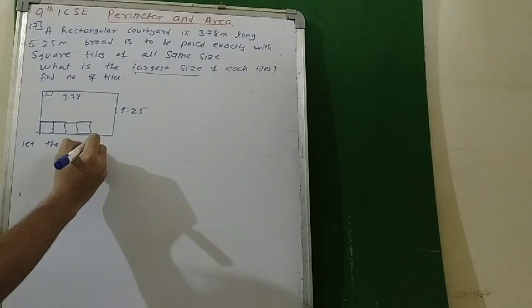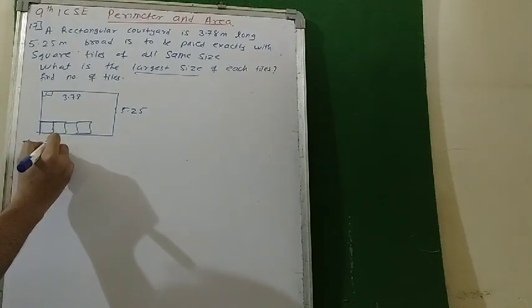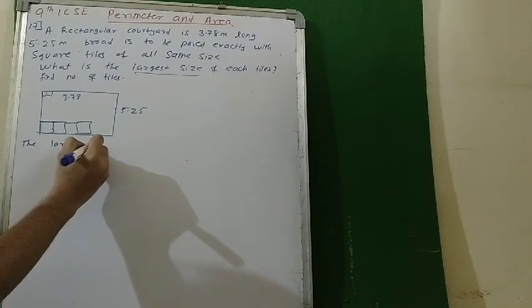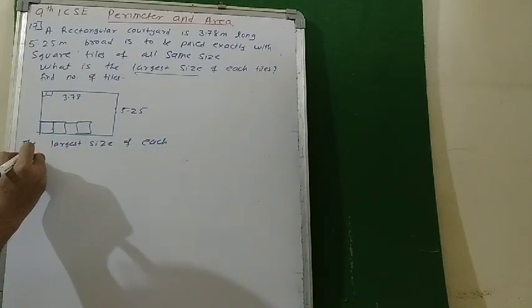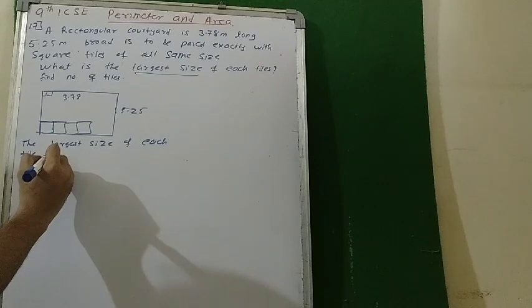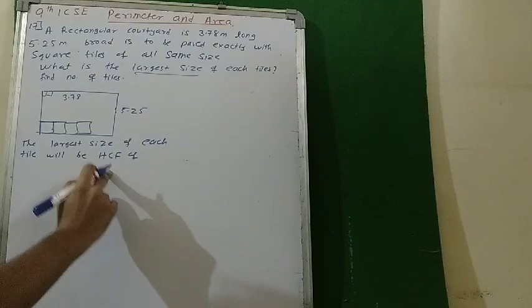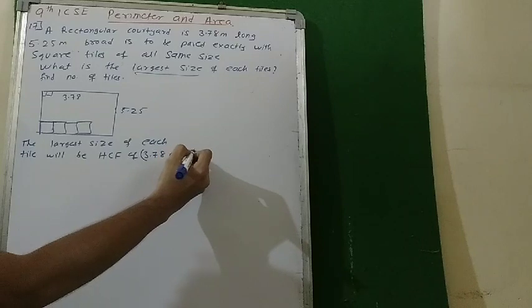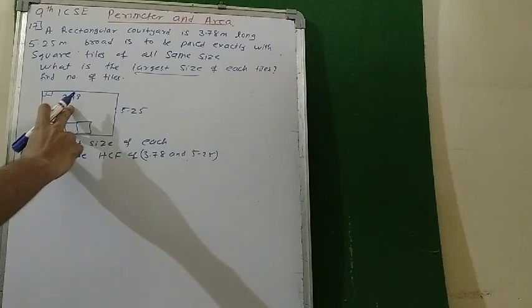Okay. So let the highest or largest size of each tile will be HCF, that is highest common factor of 3.78 and 5.25.